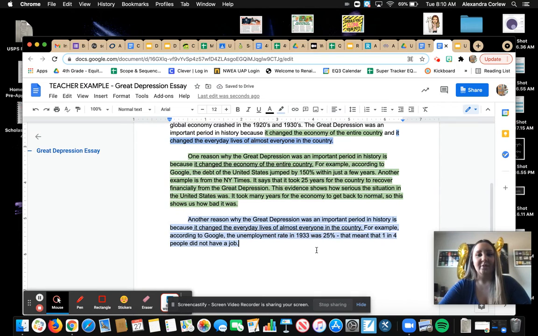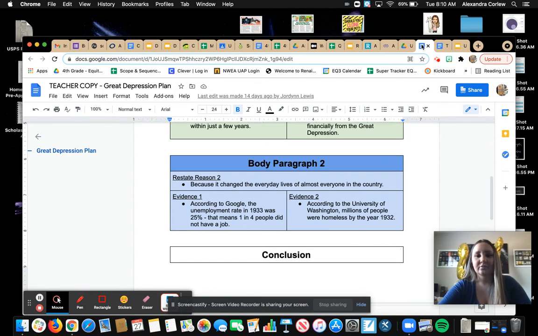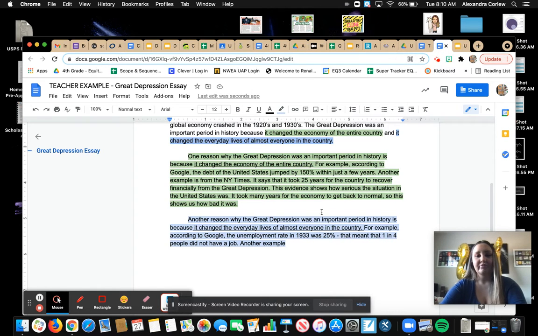Now I'm going to go ahead and put the second piece. So I usually like to say another example, and let's go check it out. Okay, according to the University of Washington, millions of people were homeless by the year 1932. Another example from the University of Washington is that millions of people were homeless by the year 1932.